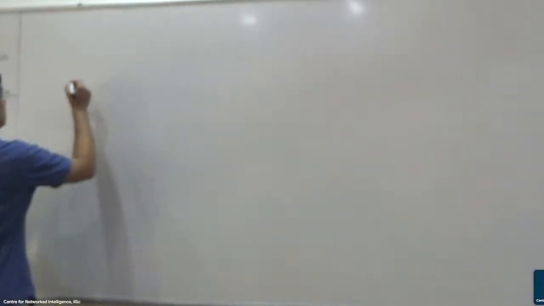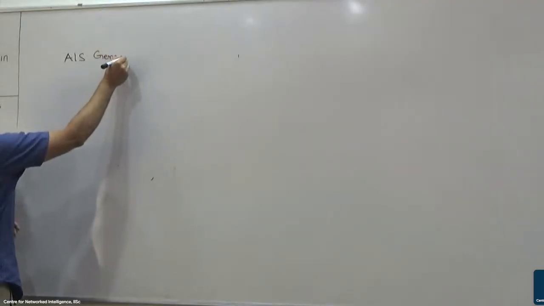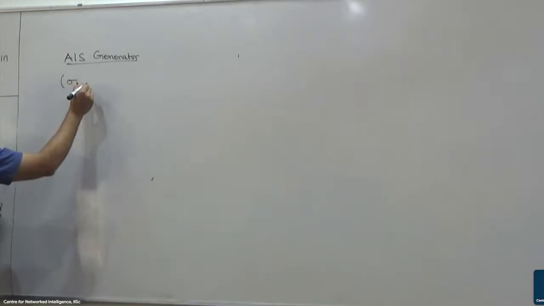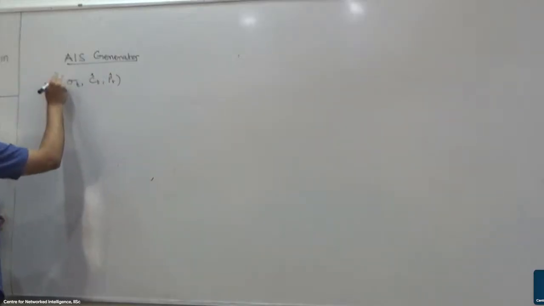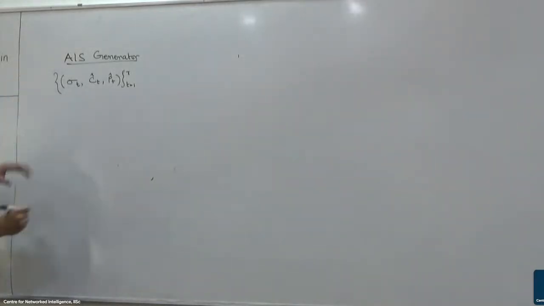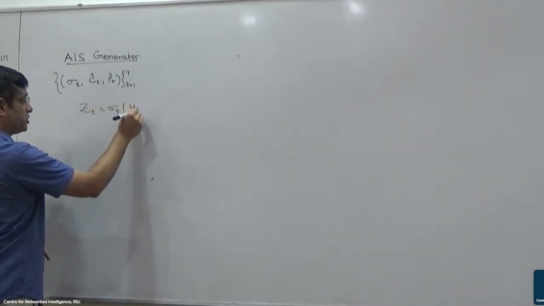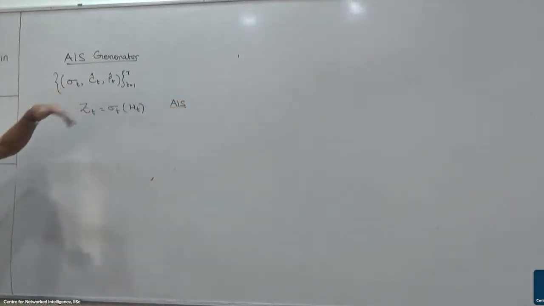So let's make this a bit more concrete. I'll start by defining what I'll call an AIS generator. An AIS generator is the collection of sigma t, c hat t, and p hat t for all times. And I'll say z_t equal to sigma t of h_t. I'll call this an AIS. Okay? Or sometimes I'll talk about the AIS process.